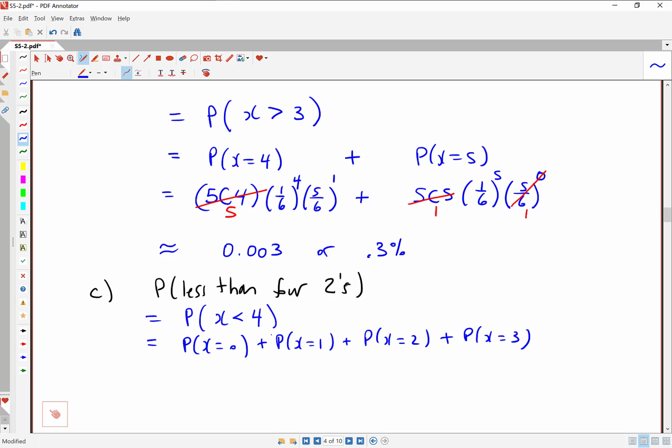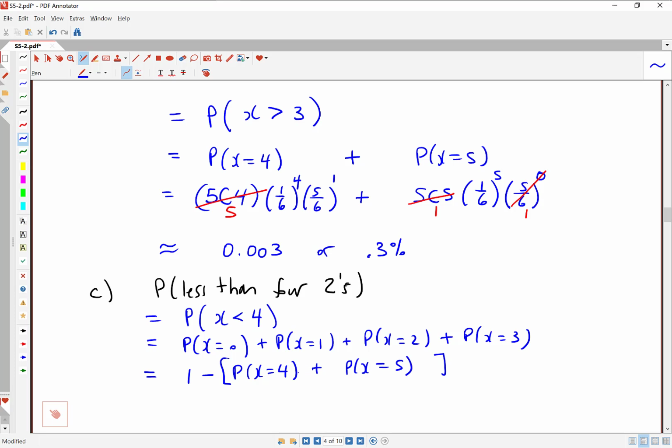Now, I don't really feel like doing 4 individual calculations if we can avoid it. So remember that the total probability of all the different scenarios has to add up to 1. So therefore you could say this is 1 minus the probabilities that we don't want. So let's think about the scenarios that we don't want. We don't want x to equal 4, and we don't want x to equal 5. So it's going to be good enough just to subtract off those probabilities. So I'm actually going to put brackets on here and say we're going to be subtracting off the sum of the probabilities that we don't want.